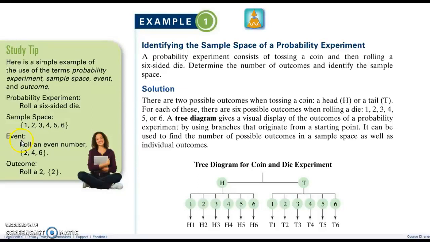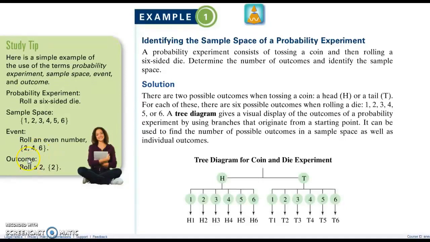An event is some subset of this sample space that we may be looking at. For example, we want to roll an even number for some game. That's the object. Well, an event could be then rolling a 2, 4, or 6. And an outcome then is just when you actually do roll the dice, you conduct the experiment, what occurs. So if you roll the dice and get a 2, that's your outcome.